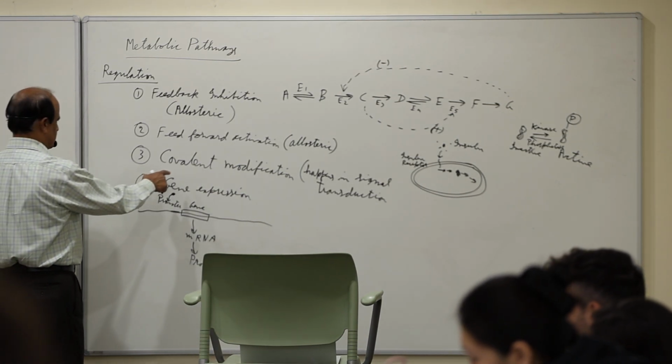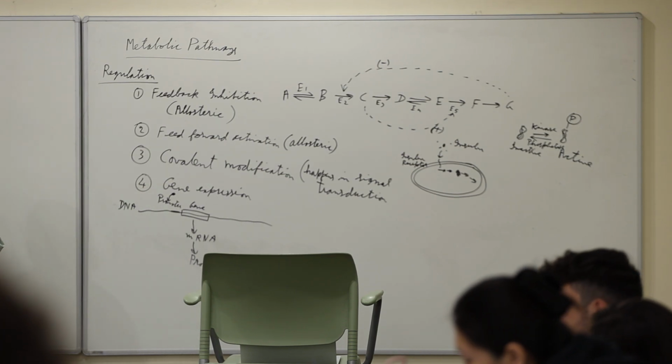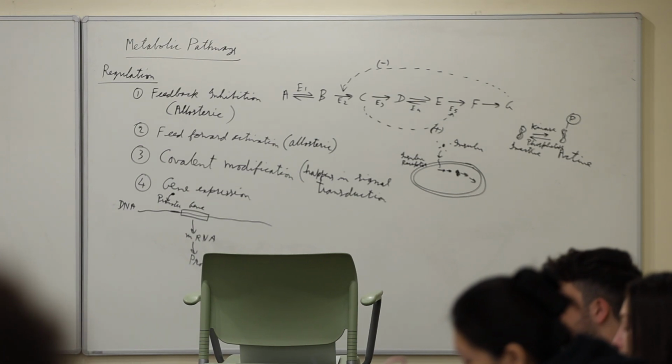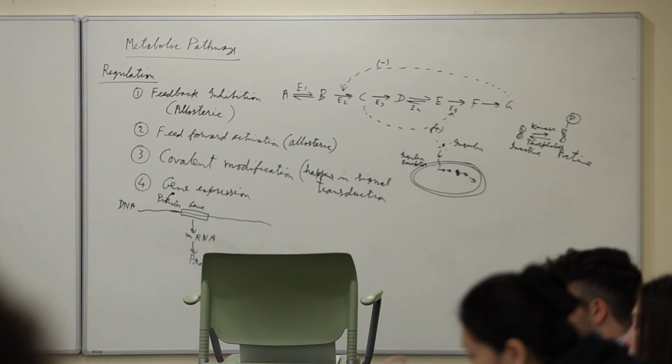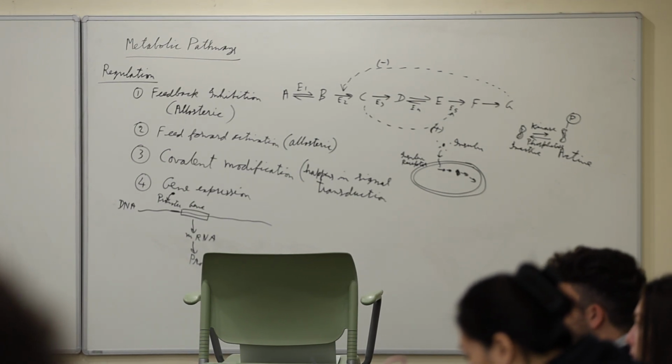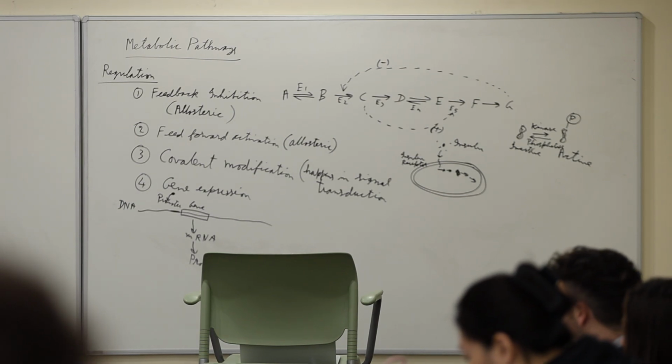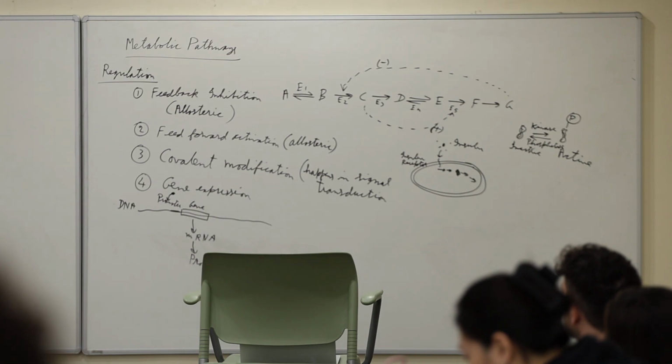So these are the four methods by which a pathway can be turned on and off. Now there is a question of speed. When you want to regulate something, the question always arises: at what rate is it doing that? So which one do you think is the fastest of these processes?